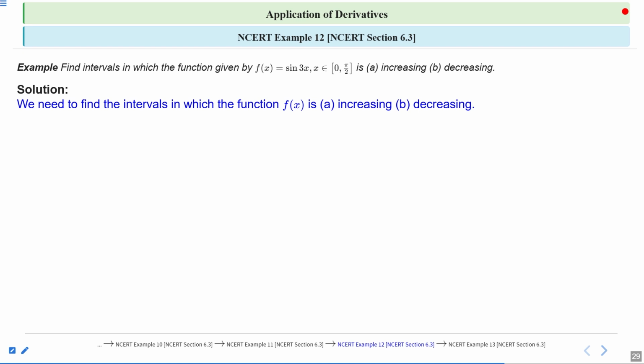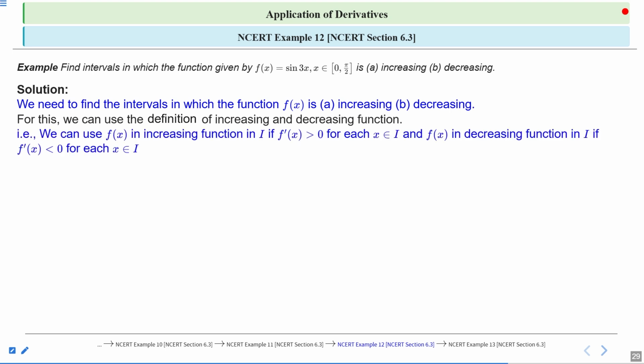We need to find the intervals in which the function f(x) is part A increasing, part B decreasing, right? For this, we can use the definition of increasing and decreasing function, right? That is, we can say f(x) is an increasing function in I if f'(x) is greater than 0 for each x belongs to I, and f(x) is a decreasing function in I if f'(x) is less than 0 for each x belongs to I, right?